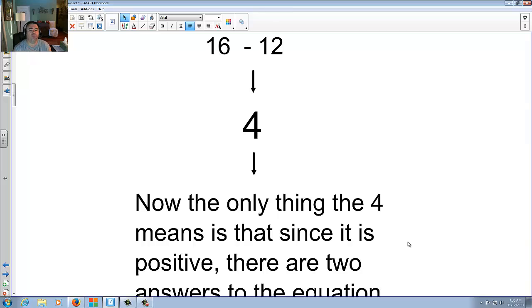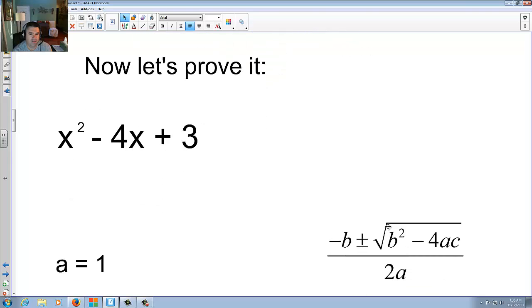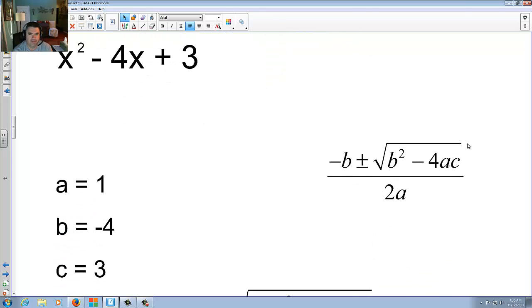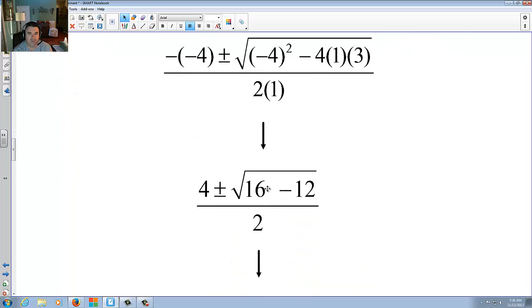Now, the only thing that 4 means is that it just means it's larger than 0. Therefore, all I care about is the fact that since it's a positive number, there's going to be 2 solutions, meaning if this is the x-intercept, the parabola is coming through twice. That's all that means. And to prove it, I have my quadratic formula. I go ahead and plug in the answer. Go ahead and finish it up.